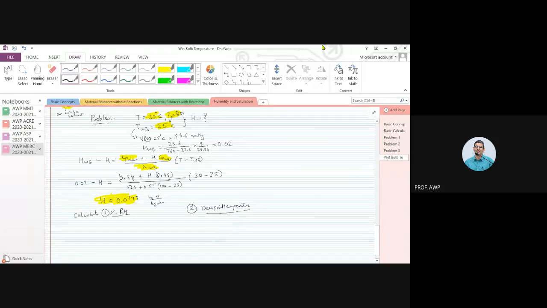Let's do this very quickly. Finding RH and finding dew point must be child's play now for you. It is so straightforward.